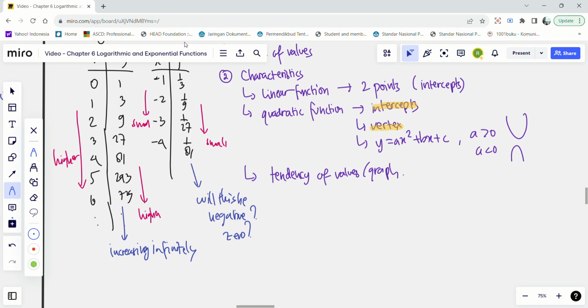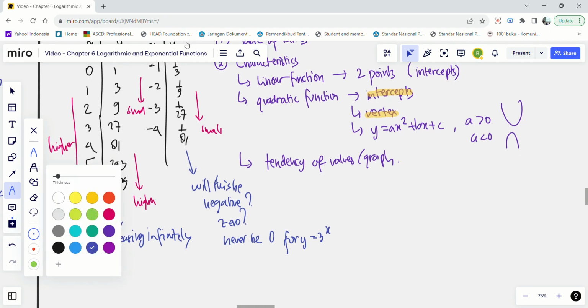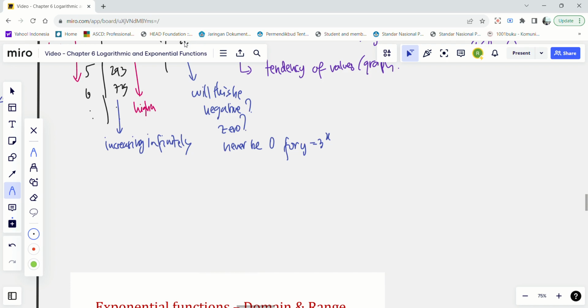It will be very, very close to 0, but it will never be 0 for y equals 3 raised to x, right? So in that case, we have to look at the tendency. Whenever we want to sketch this graph, it's something that we can take a look at.